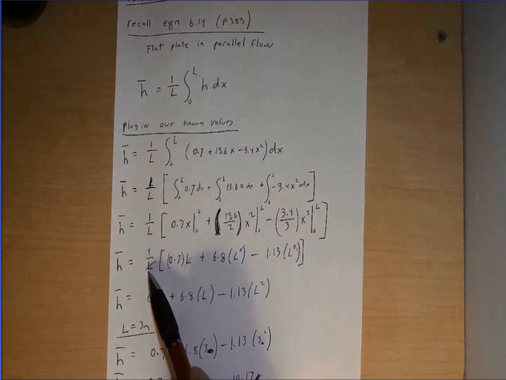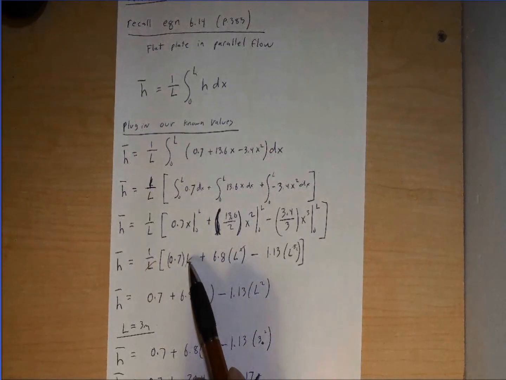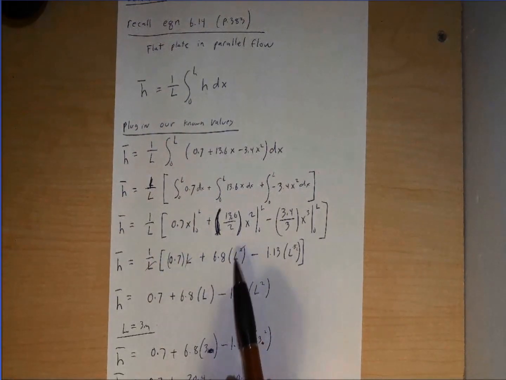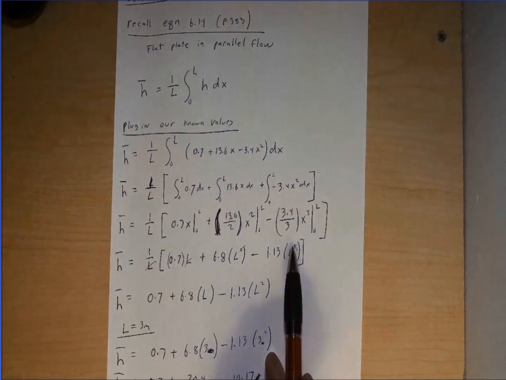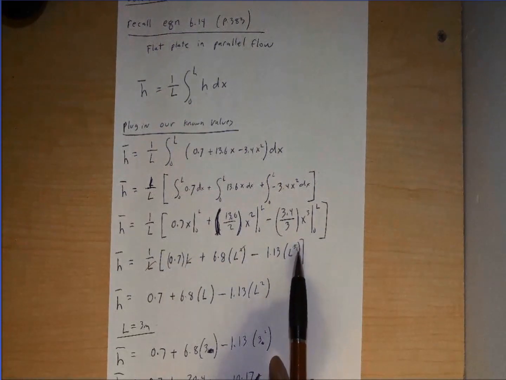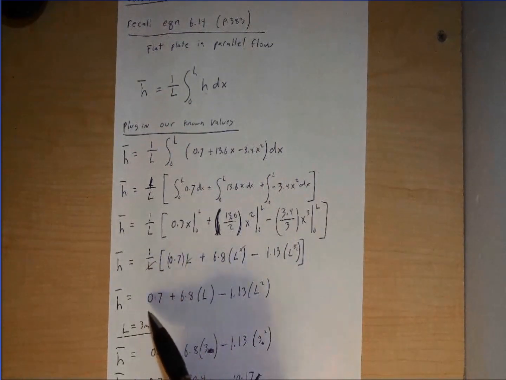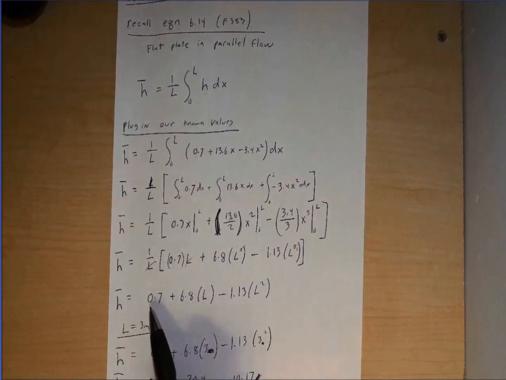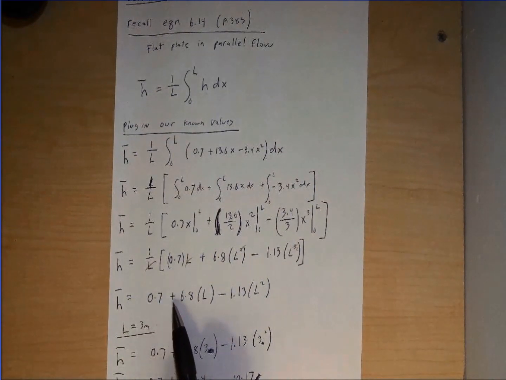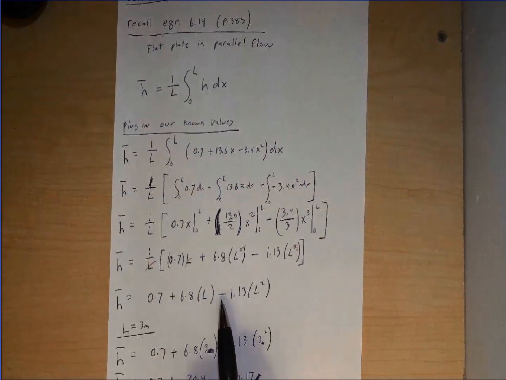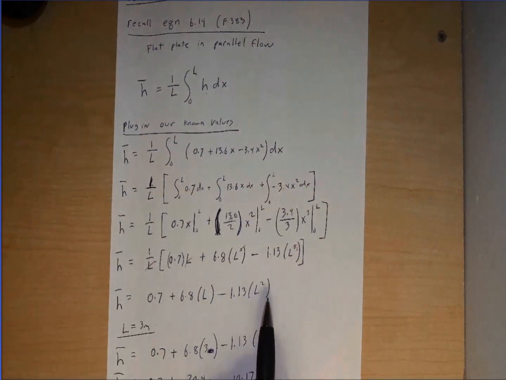So now I take a look, and out front we have a 1 over L. That cancels with this L here and eliminates it. That cancels with the squared here and leaves us with just an L. And that cancels with the cubed here and leaves us with an L squared. So then we reduce this down. We end up with our average h is equal to 0.7 plus 6.8 L minus 1.13 L squared.